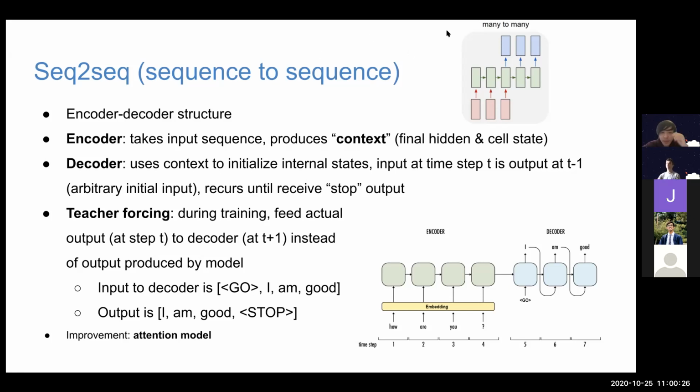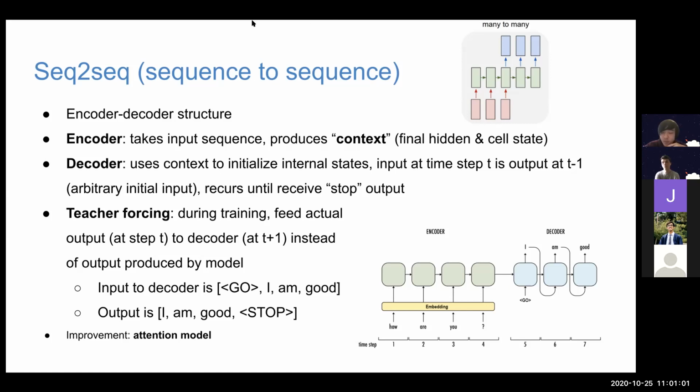The way we fix that is what we call teacher forcing. During training, instead of recursively feeding in the outputs to the next time step, you feed in the actual output at time step t to the decoder at time step t plus 1. This would be your label. So if your input was how are you, and your training label was I am good, then the input to the decoder would be go I am good, and the output would be I am good stop.